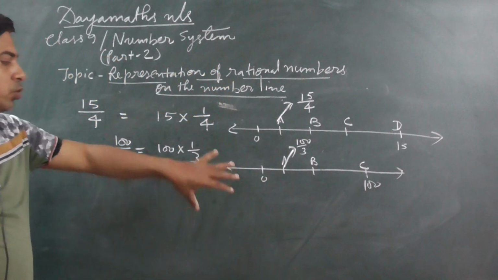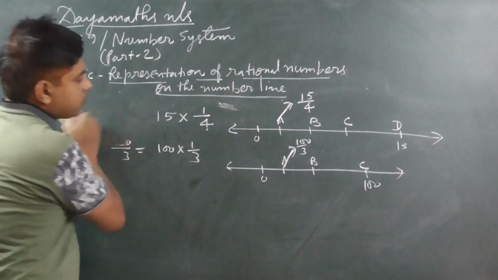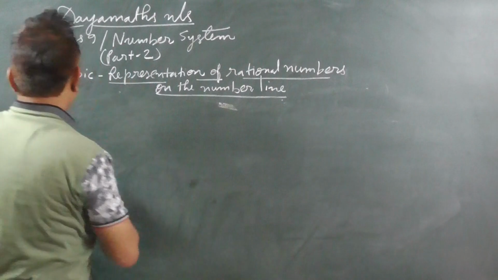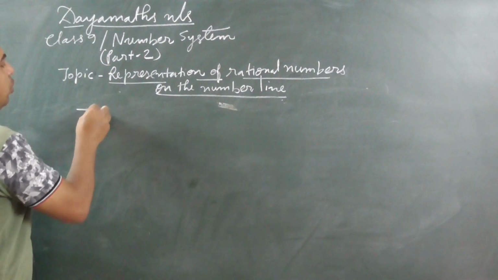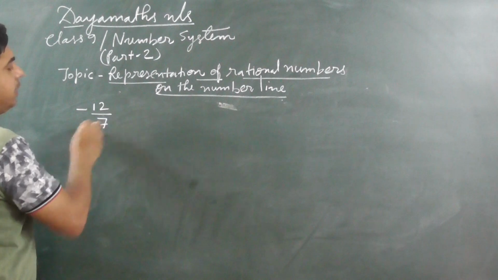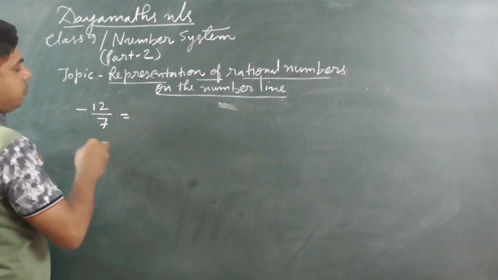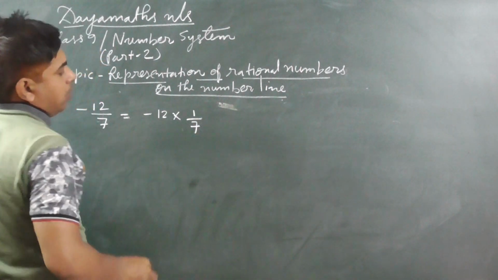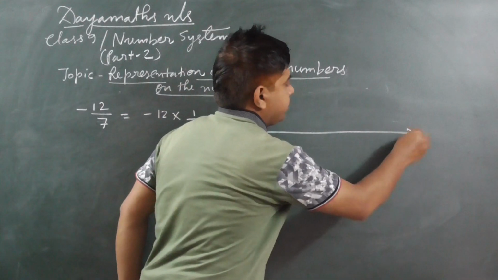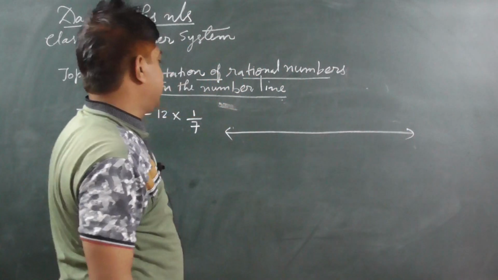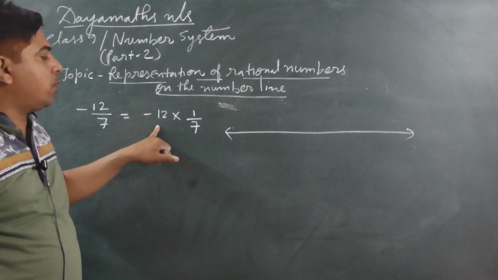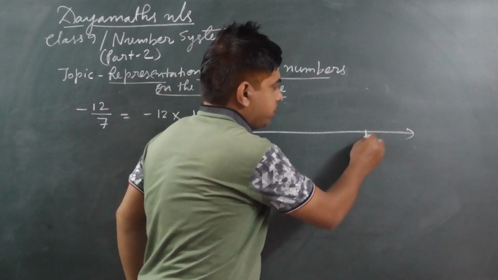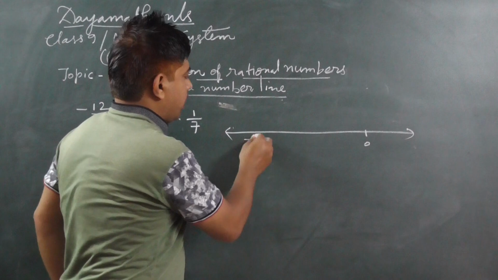Clear? Now I am just going to tell you some negative rational numbers. Let it be minus 12 by 7, clear? So you can write here minus 12 into 1 by 7. Now just draw a line, give arrow from both sides, clear? And you must know that negative numbers are always found on the left side of the 0. Just put 0 here and take minus 12 here.